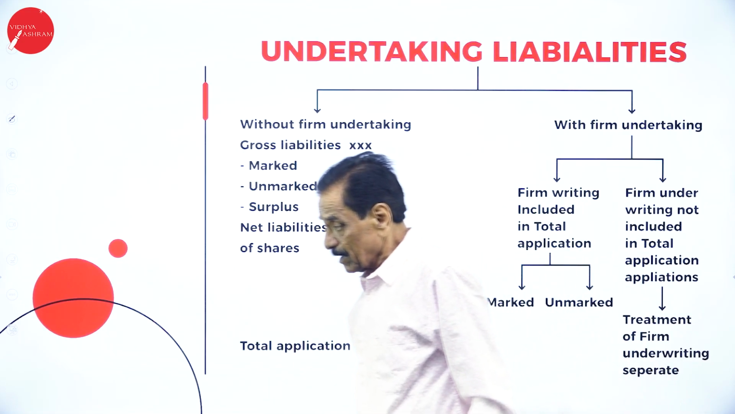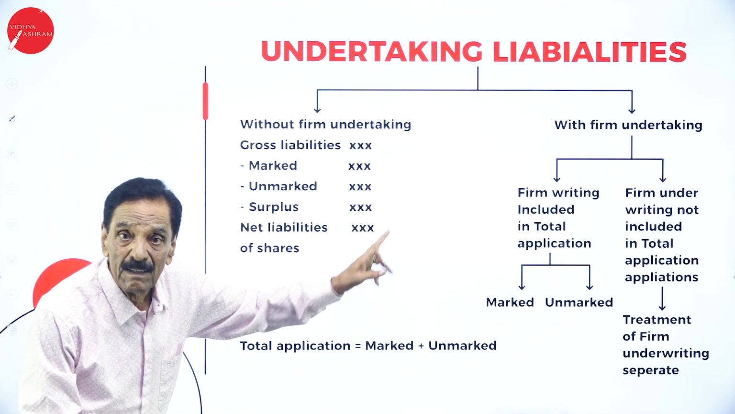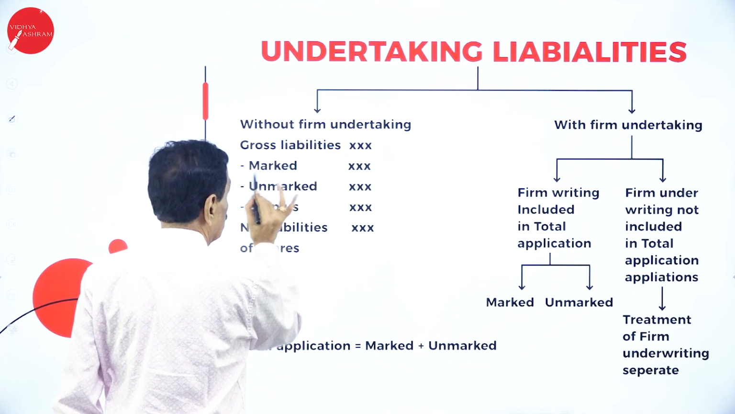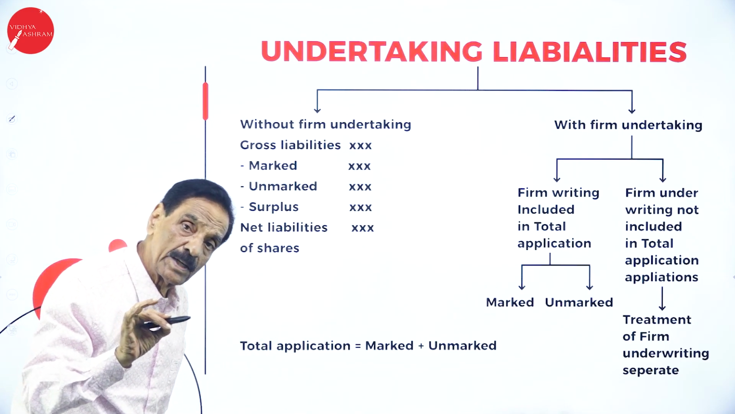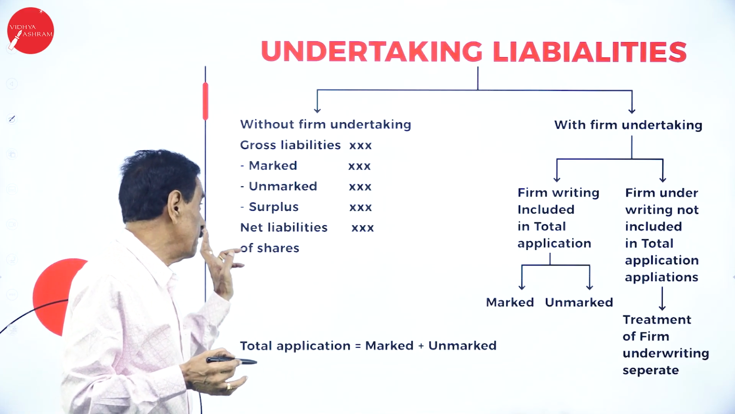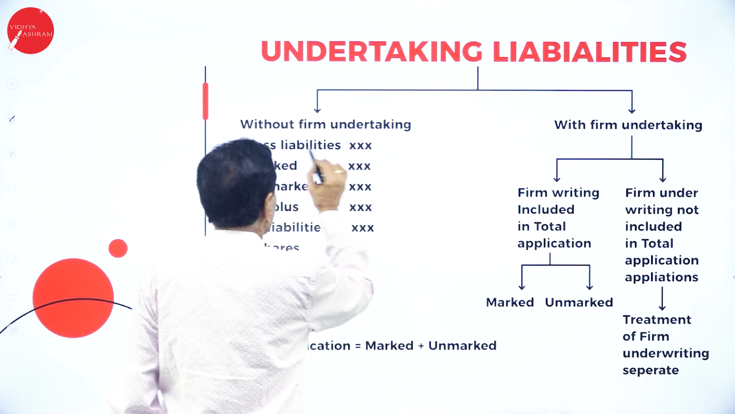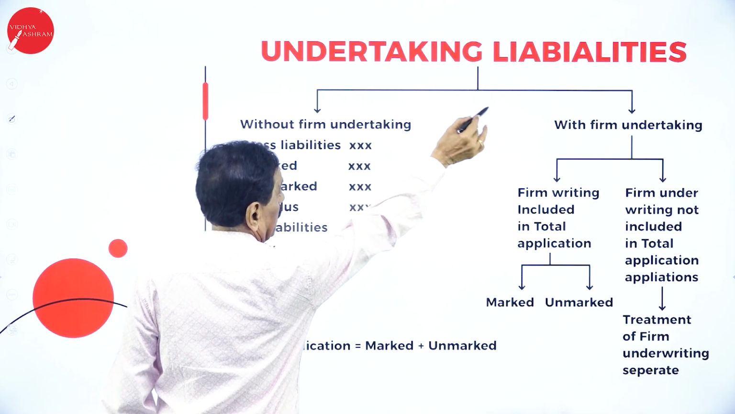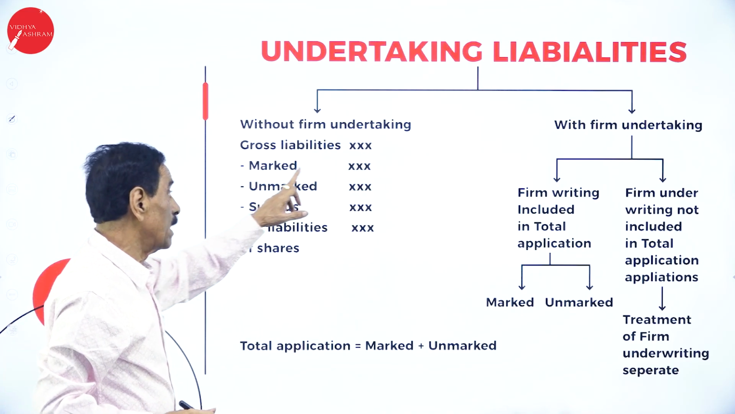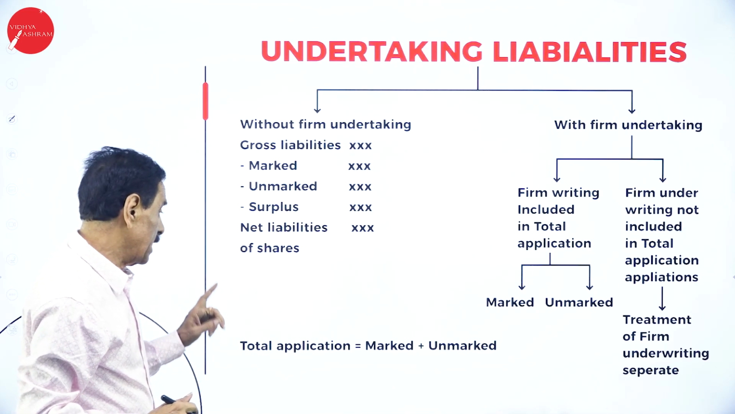Now, come back here. Undertaking liabilities. Without firm undertaking, gross liability minus marked application, whatever is leftover is called unmarked application, and whatever the surplus is, I will explain the surplus. Surplus will be distributed. The balance is the net liability of the underwriter, the net liability of the share.